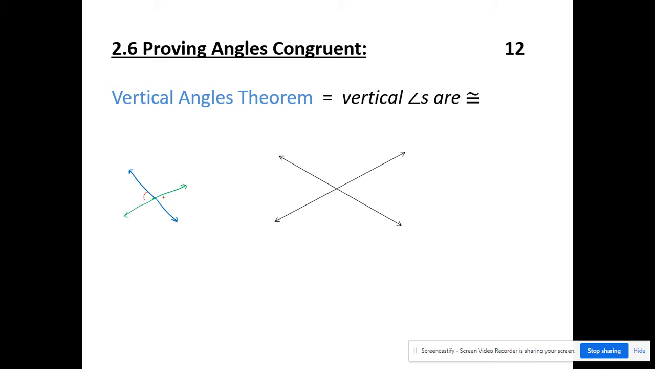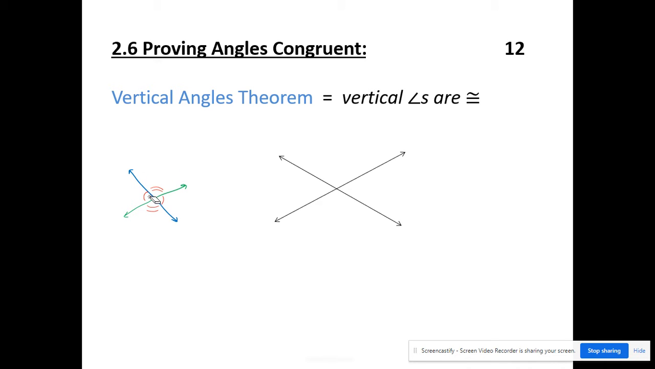This angle right here and this angle right here, those are vertical angles. And then this angle right here and this angle right here are vertical angles, which is this image right here. So that's what a vertical angle is.